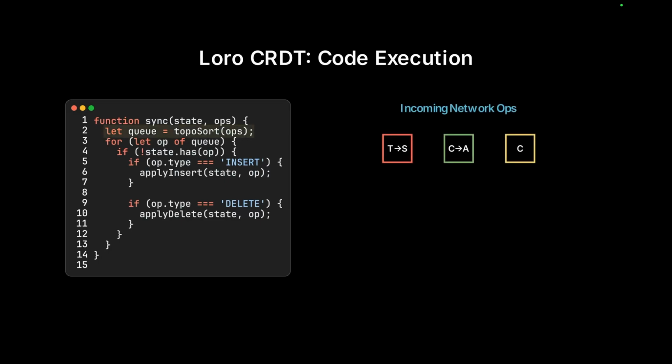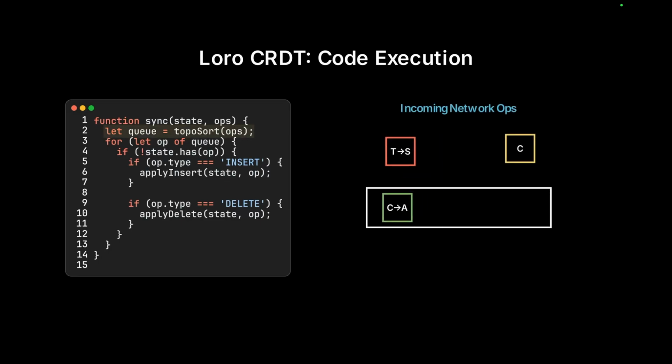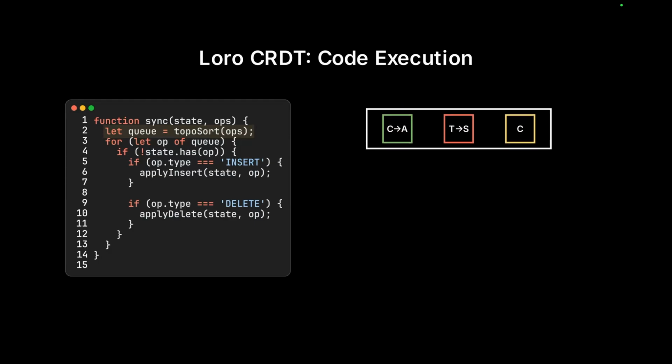On the left side, we have a function, and on the right side, we have a bunch of network ops, which we are topologically sorting. After topological sorting, we are going to apply each of them one by one in our local document. Here, we are applying the first operation, which says add A after C, and we have updated our document. In similar fashion, we are adding S after T, and our document becomes cats. Our final operation is delete the character C, and after deletion, our synchronization is complete.